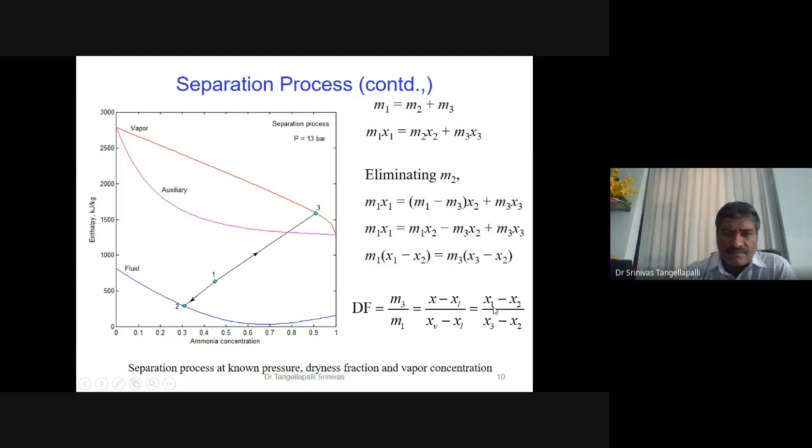What is X1? X1 is the mixture, XM; I simply keep it as X. X2 is XL, the concentration of liquid. X3 is XV, the concentration of vapor. So M3 by M1 is X minus XL by XV minus XL. This is the general function I am describing.